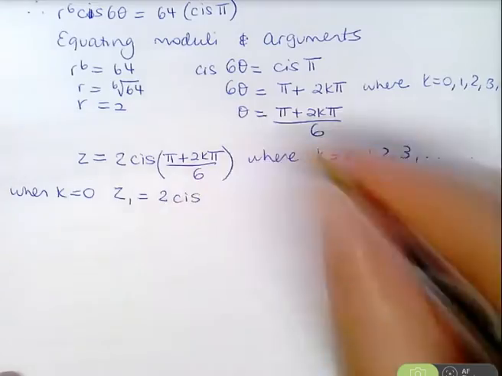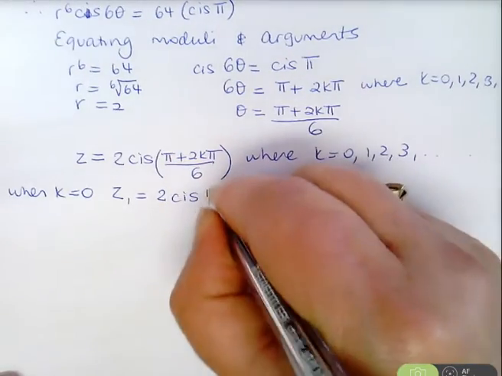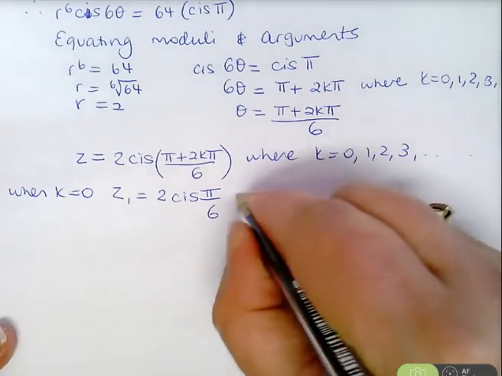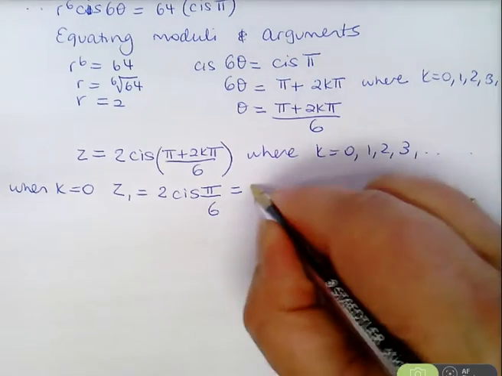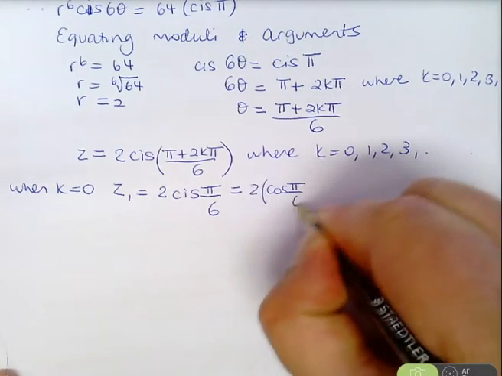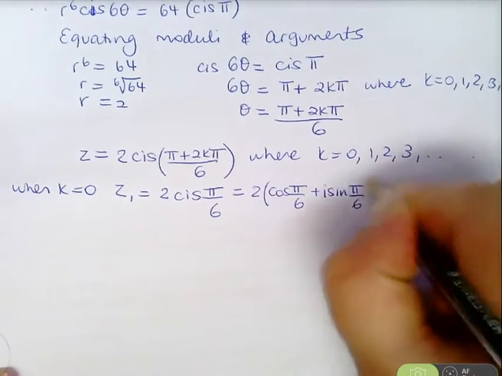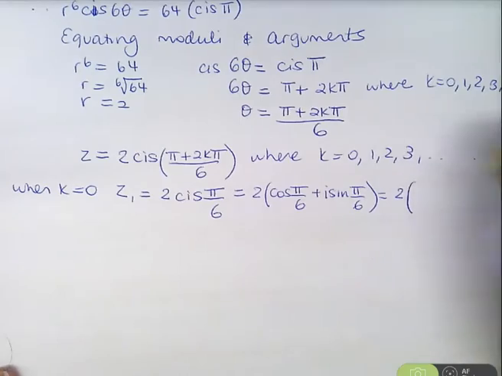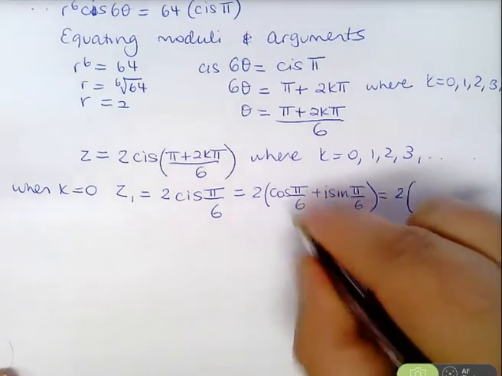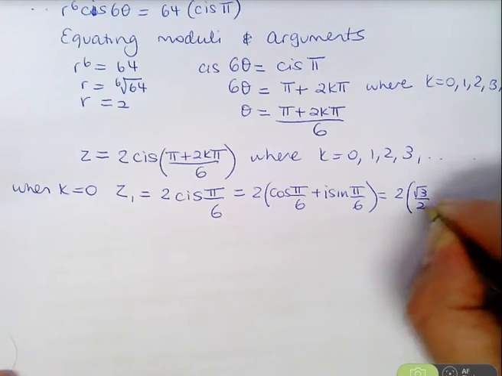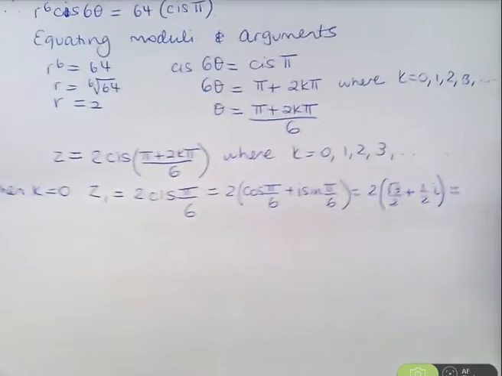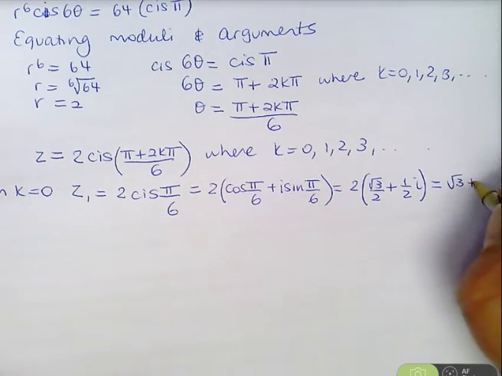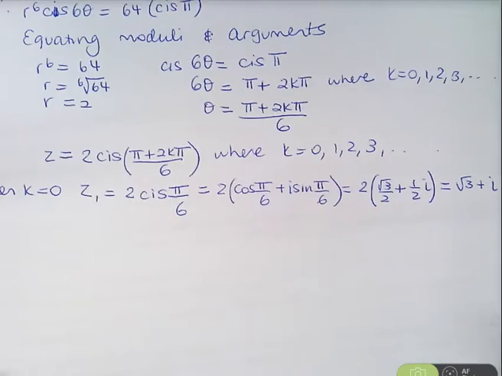z1 would be 2 cis, and if k is 0, I get just pi on 6. Because that's an exact value, we're going to write it in Cartesian form. So that's 2 cos pi on 6 plus i sine pi on 6, which is 2 times, now cos of pi on 6 is cos 30, which is root 3 on 2, plus sine of 30, which is a half, times i, and this gives me root 3 plus i as my first root.